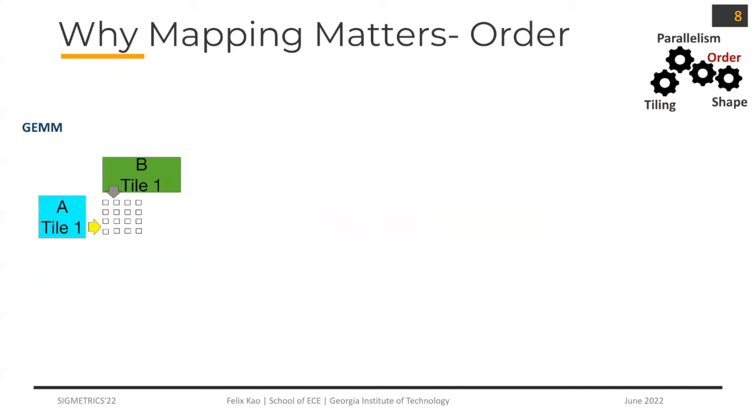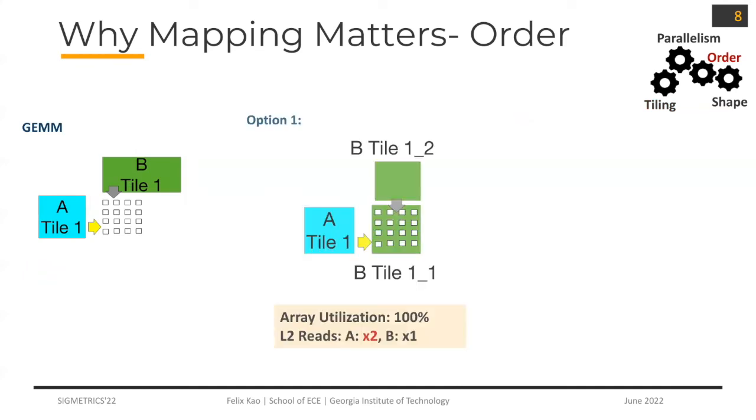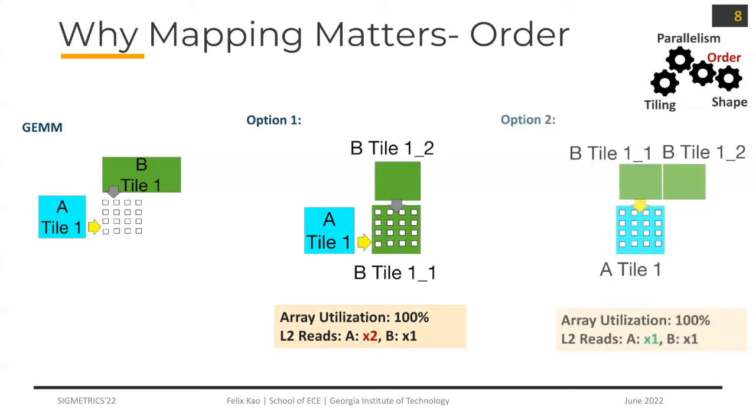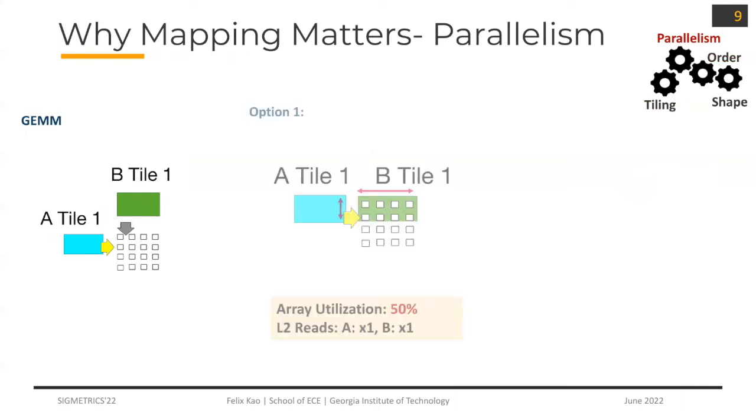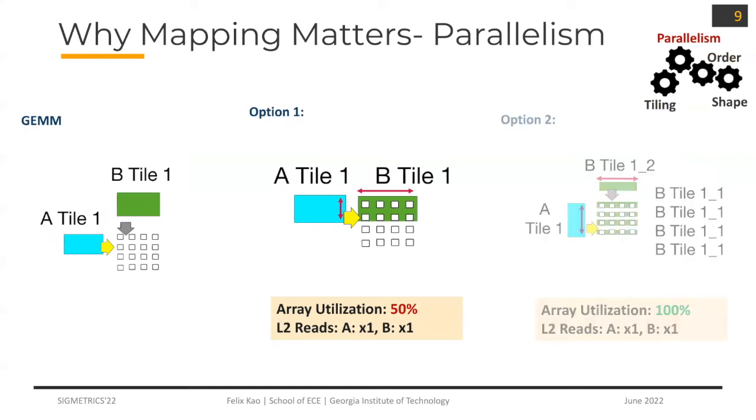Then ordering. Option 1 could be as we used in the previous slide, weight stationary. Then A will be read and streamed twice. And in option 2, if we change it to input stationary, then A is fetched and B streams in, so both A and B are read once. Then parallelism. In option 1, we can parallelize across these 2 dimensions, and the PE utilization is about 50%. In option 2, we can parallelize across another 2 dimensions and yield 100% utilization.